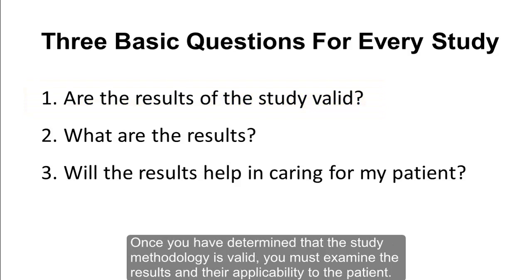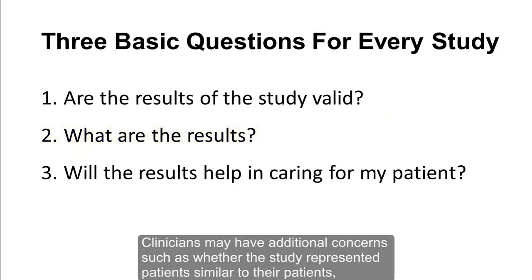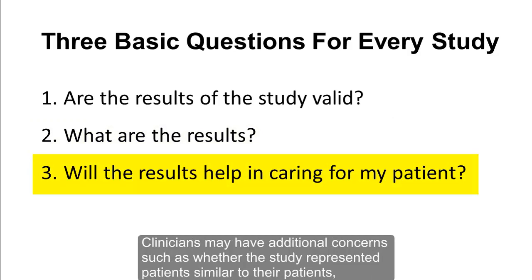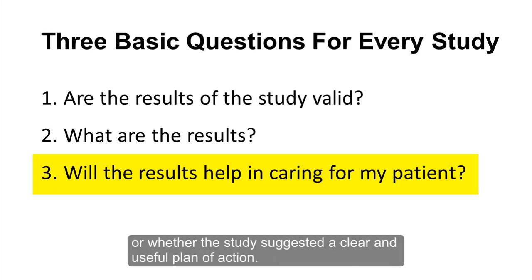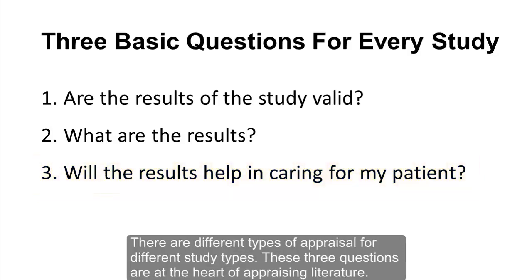Once you have determined that the study methodology is valid, you must examine the results and their applicability to the patient. Clinicians may have additional concerns, such as whether the study represented patients similar to their patients, whether the study covered the aspect of the problem that is most important to the patient, or whether the study suggested a clear and useful plan of action. There are different types of appraisal for different study types. These three questions are at the heart of appraising literature.